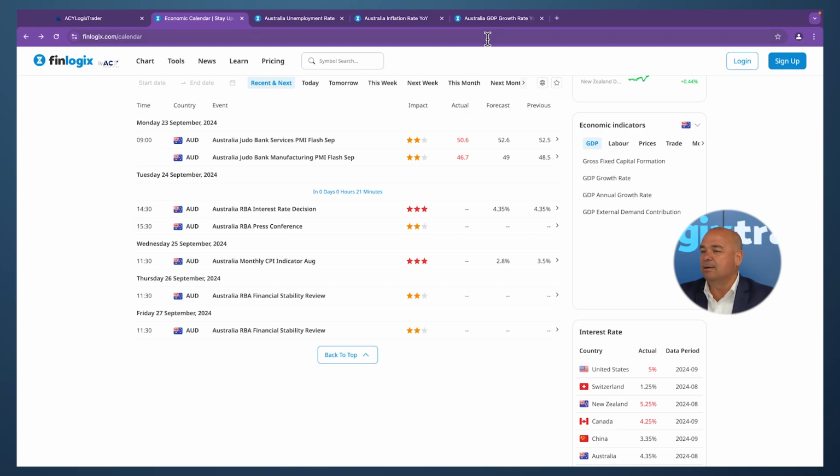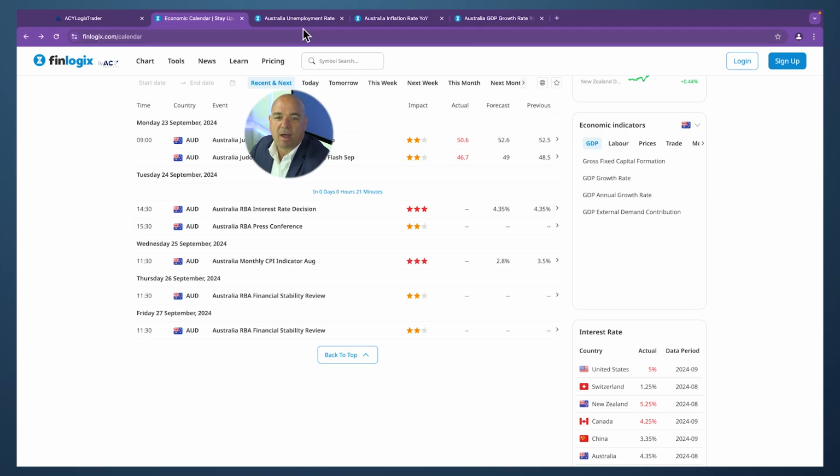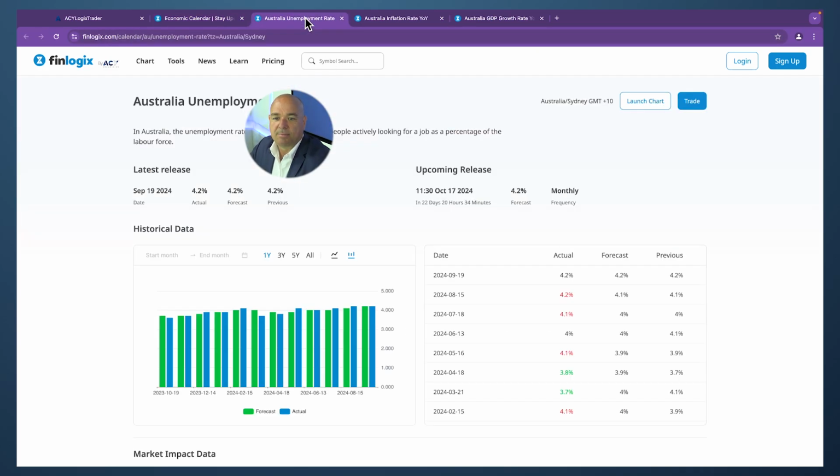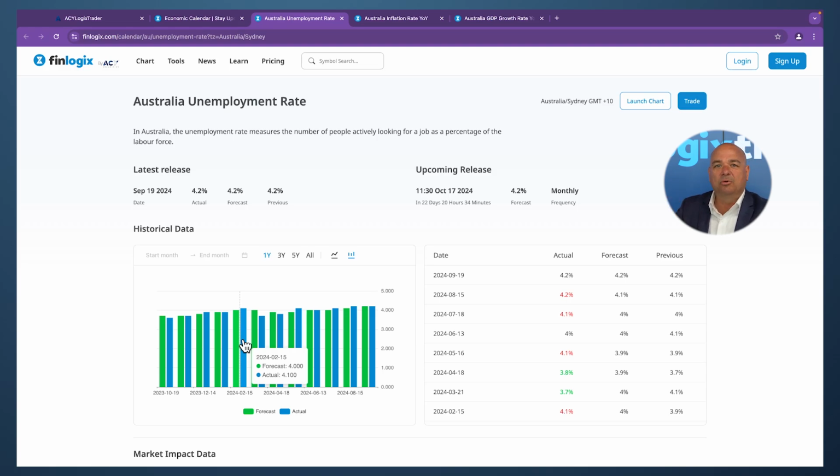So I can easily, because it's web-based, I just jump across here. Unemployment rate in Australia, we're sitting at around 4.2%. If I look down at the chart here, you'll see it's been very stable, and down to 4.2%, that's historically pretty low here in Australia. So for me, that's a positive.